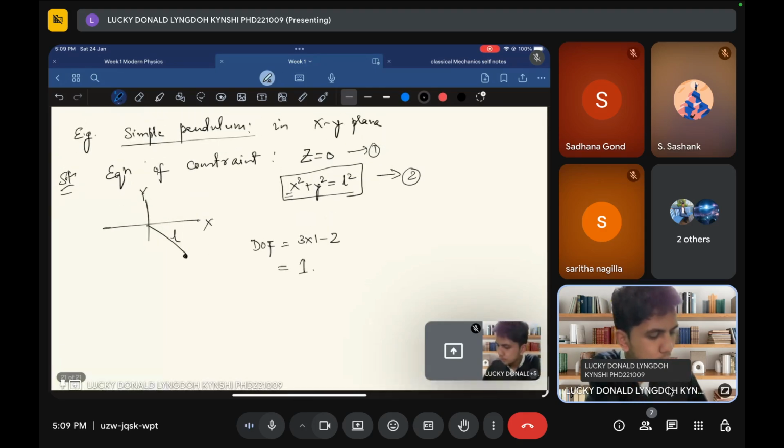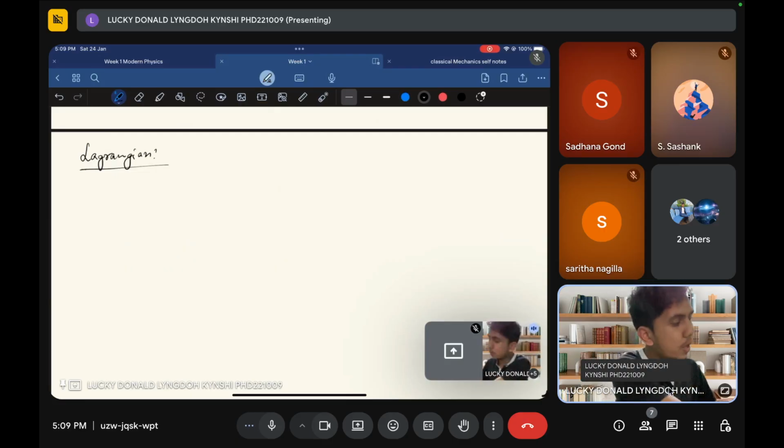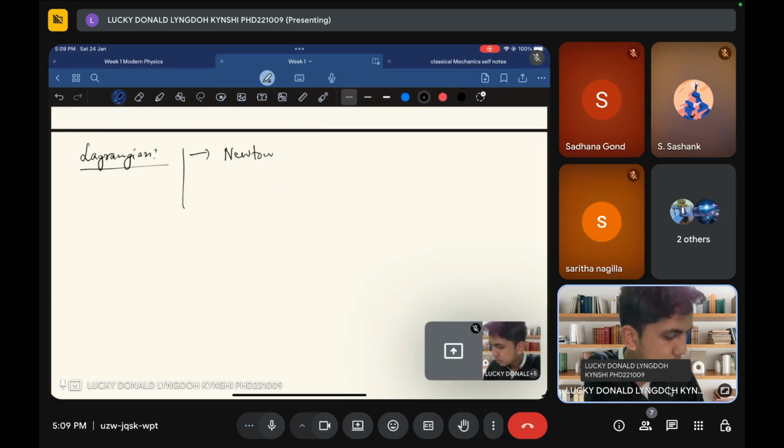Now, before we solve the problems, there is another concept called Lagrangian. After this, we will solve the problems. So what is in fact the Lagrangian? We all know, starting from Newtonian mechanics, that F is equal to ma.